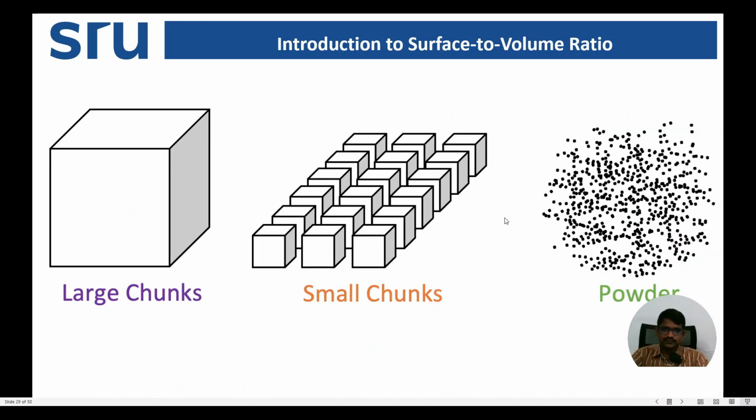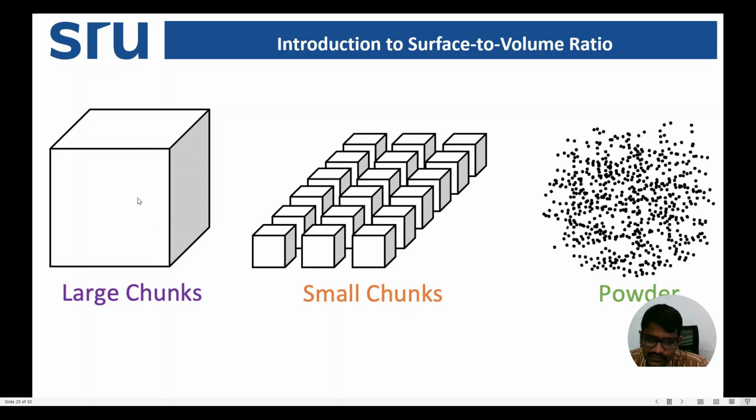Right? Here you can see, can you guess what it is? Is it a top down approach or bottom up approach? For example, if you go from left to right like this, this is top down approach. If you take large chunks and you make them into small chunks and make it into powder, that is top down approach. If you take atomic level arrangement and then make up these particles, that is bottom up approach.